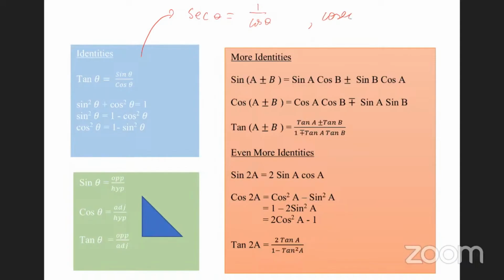Cosec theta, cosec is 1 on sine, and cot theta is 1 on tan or cos theta over sine theta. So let's do my favor now. You don't have to write down all of these, just write down those 3 new ones, please. Let's now use these old identities and just practice some proving identities, because that was something that we generally didn't like.